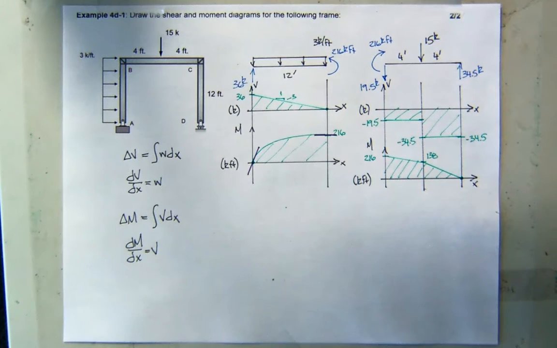There you go. What's the maximum moment in the frame? Where does it occur? What's the maximum shear in the frame? 36. Where does it occur? Like that.